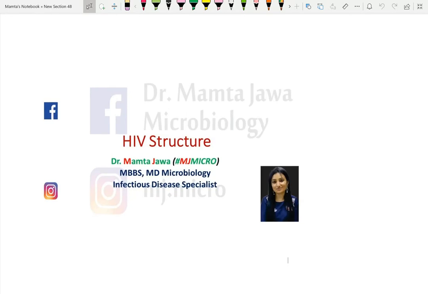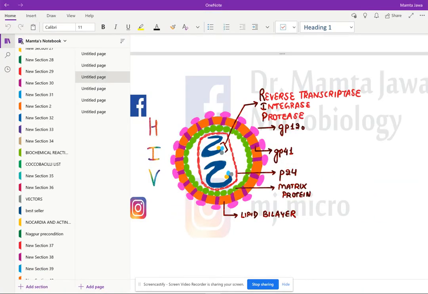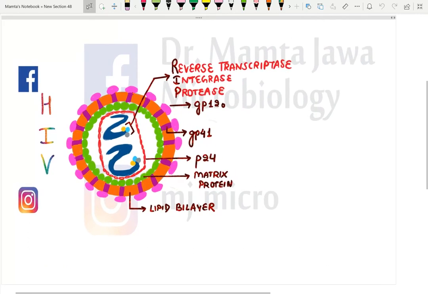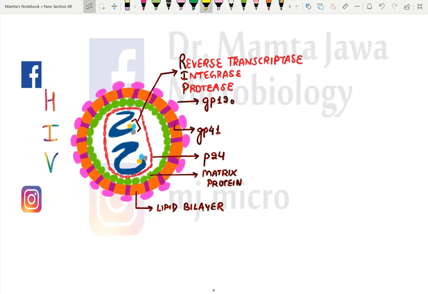Hi all. In this video module, I'm going to talk about the important structural aspects of human immunodeficiency virus, that is HIV. Let's have a look at the structure. You can see the shape of this virus is spherical, right? It's an enveloped virus. It has got a lipid bilayer envelope which it steals from the host cell, just as is the case with all the enveloped viruses.